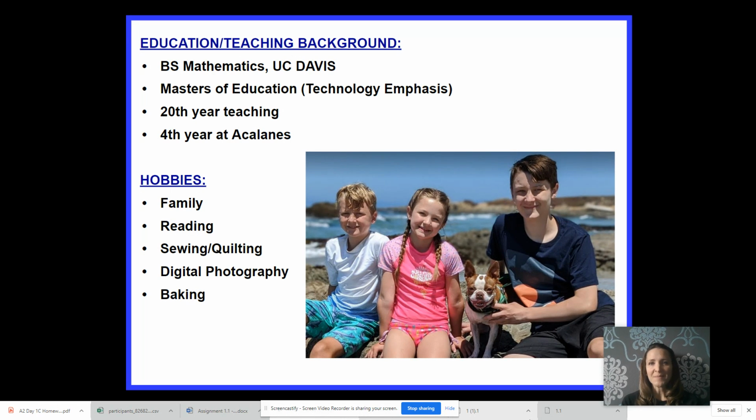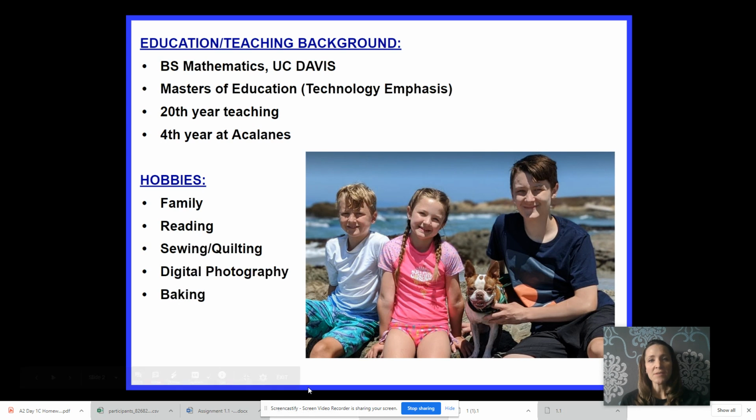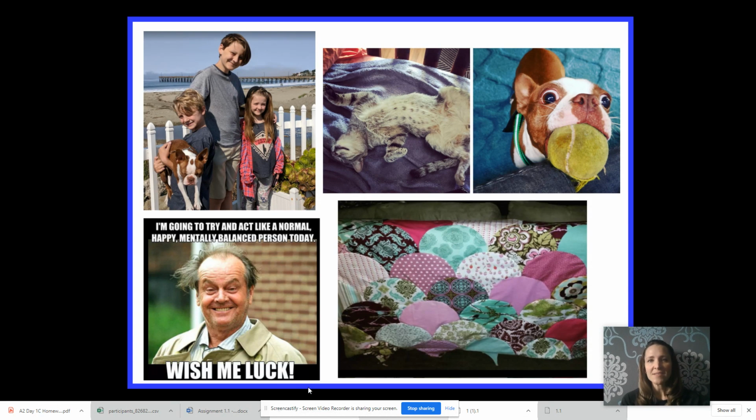When not at work, I'm busy with my 3 kids. Cohen is in 5th grade, and Avery is in 3rd grade, and Ty is at Acalanes. He is a sophomore. Also love to read and work on photography and do baking. So a couple of glimpses into our family life. We love to vacation at the beach. We have little pets at home and a picture of one of my projects that I worked on a couple of years ago.